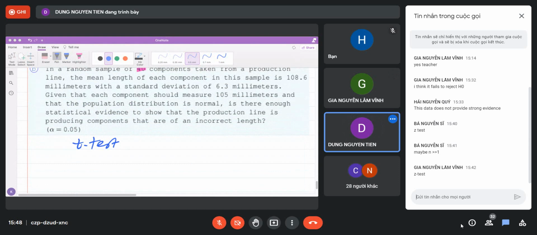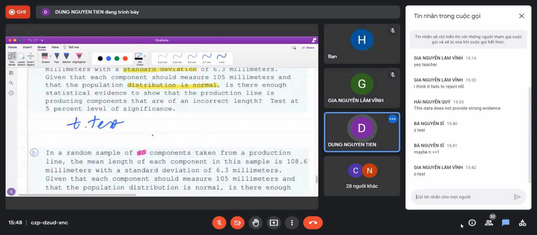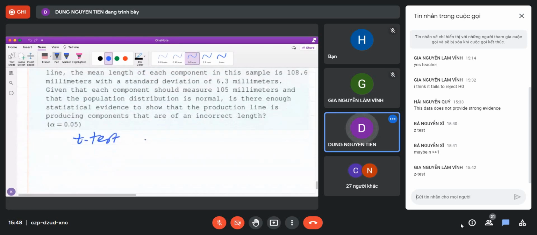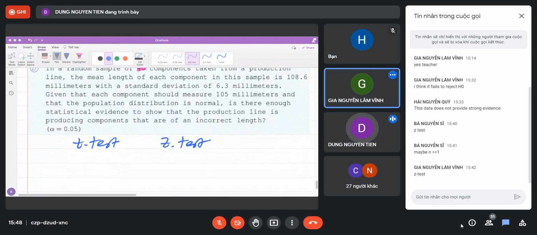Can you use t-test? Yes, I think so. Yes, you can use t-test, right? Because for the t-test, there is no requirement for the sample size. You can use t-test even if your sample size is only 5 or 10 or 20 or 100. It doesn't really matter, right? Okay. Can I use z-test? Can I use z-test? Yes, I think so. Why is that?